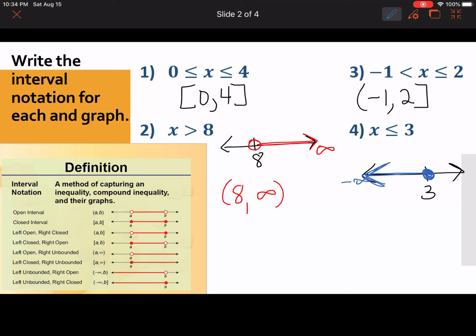Okay, so in interval notation, it's just like reading a book. You read it from left to right, or the smallest number to the largest number. The smallest number in the world is negative infinity. So anytime it's less than, we're going to start our interval with negative infinity. It goes to 3, and 3 would get a bracket because it's equal to.